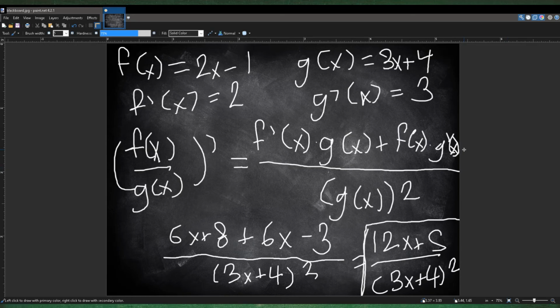Sorry, oops. I misspoke. This is not a plus, this is a minus. Sorry about that. This is a minus. So 6x plus 8 minus 6x minus 3. So 6x minus 6x is 0. 8 minus negative 3 is plus 11. This is 11. Sorry about that.